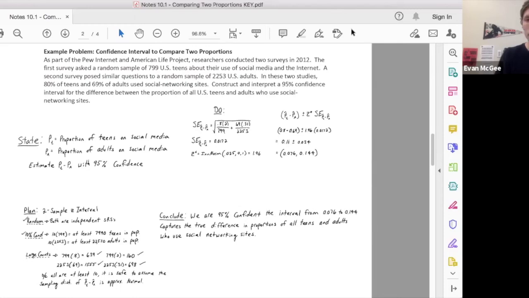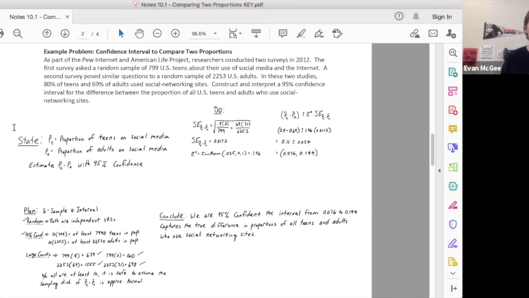All right, so here is the problem that I've already worked out, just so you can see the point values for the different sections. As part of the Pew Internet and American Life Project, researchers conducted 2 surveys in 2012. The first survey asked a random sample of 799 US teens about their use of social media and the internet. A second survey posed similar questions to a random sample of 2,253 US adults.